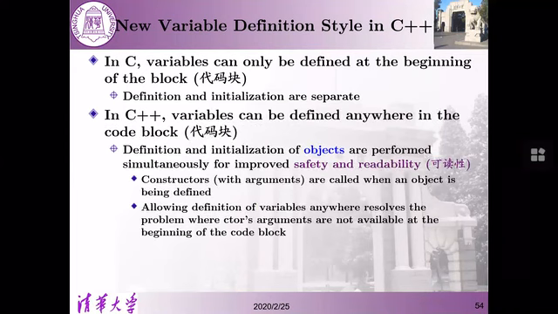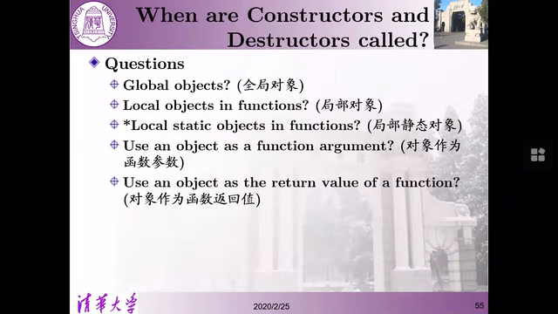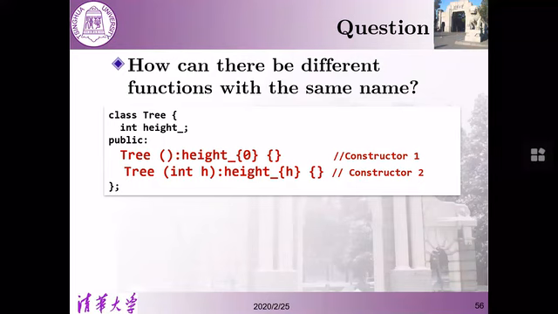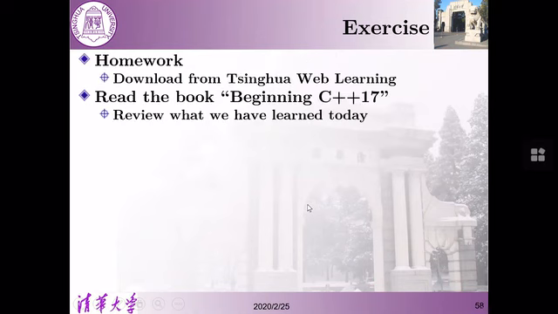Then we have some new ways to define the objects. The good programming style is to define variables as close to the point of use as possible. Right? So this is actually not so difficult to understand. Then we have some questions for you to practice. And now for next class, we will learn the overloaded functions, because we have different versions of the constructors with the same name. So this is overloaded function for next class, okay?